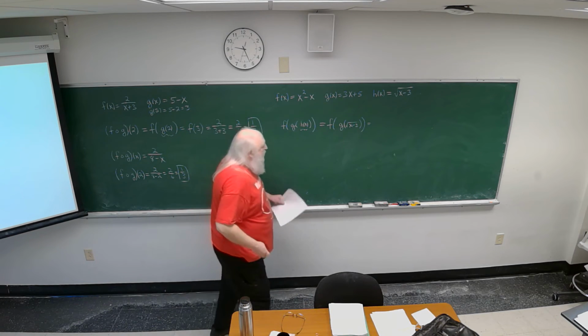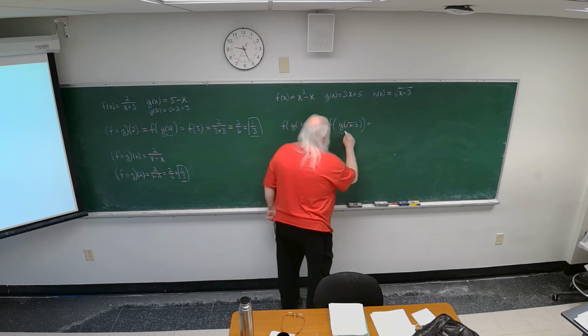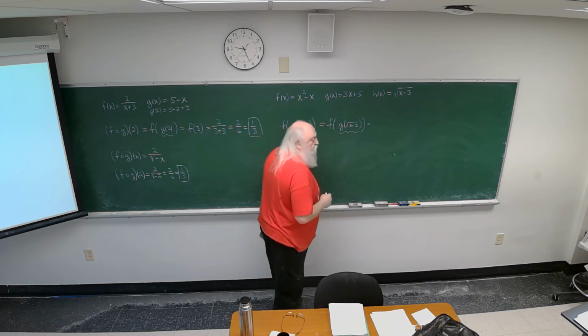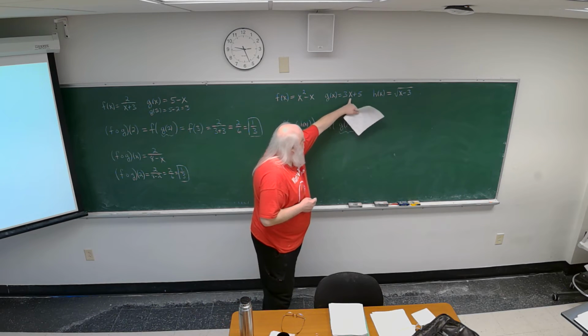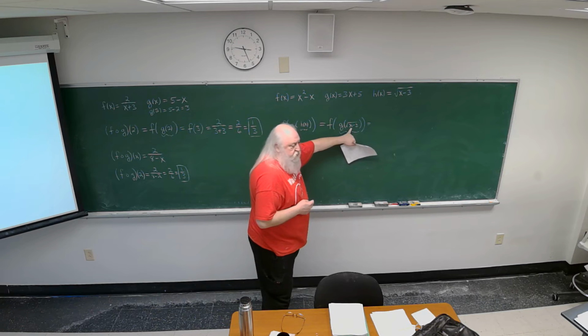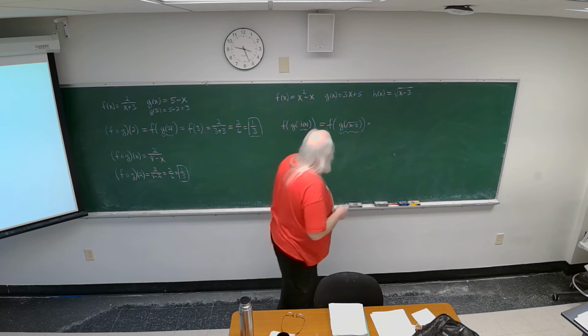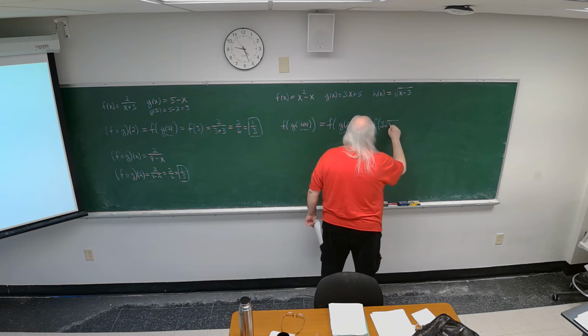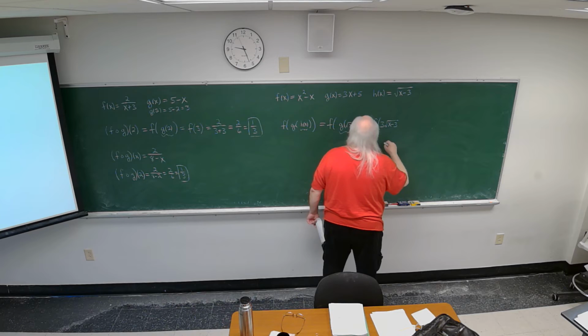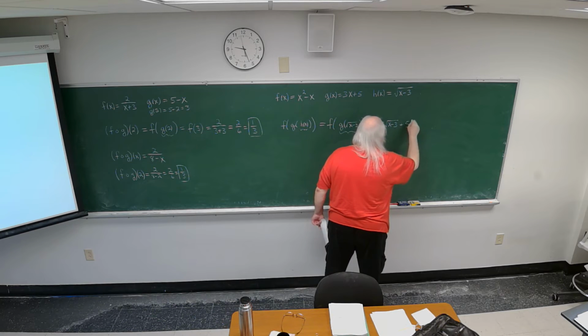Now you've got to evaluate the function g at the square root of x minus 3. What's g? 3x plus 5. So we've got to replace this x with the square root of x minus 3. So we have f of 3 times the square root of x minus 3 plus 5.